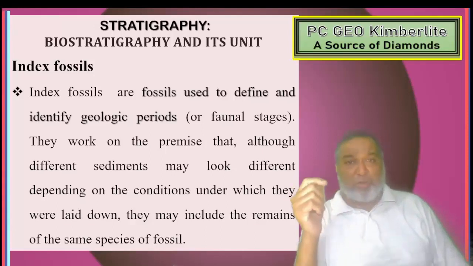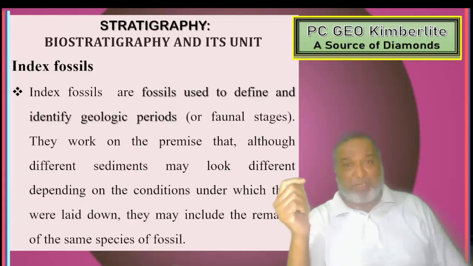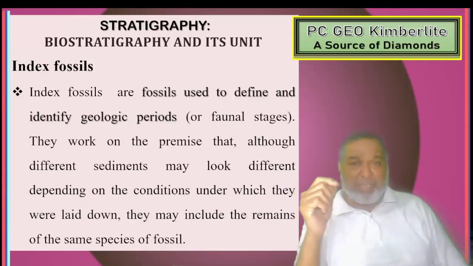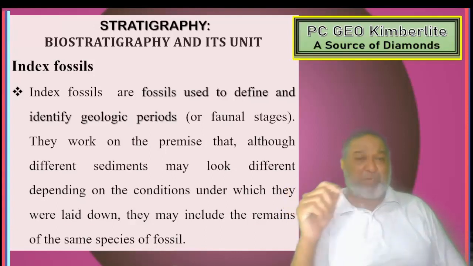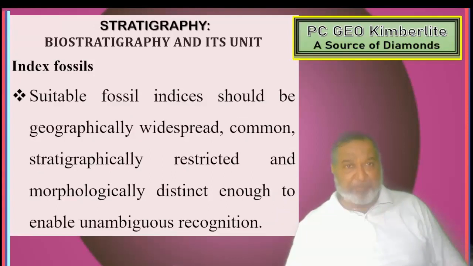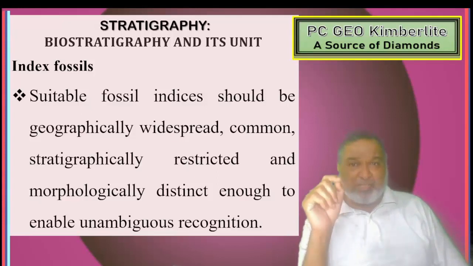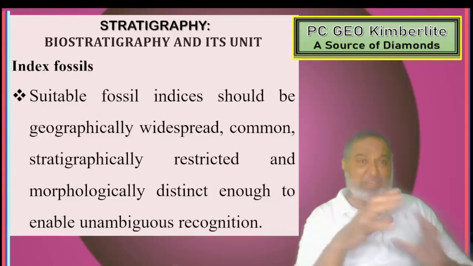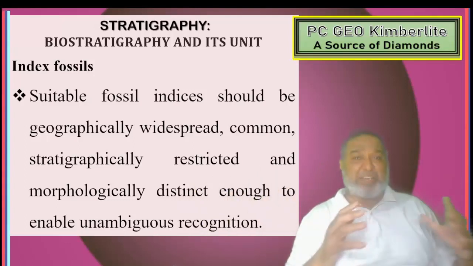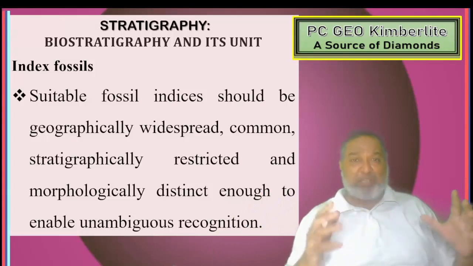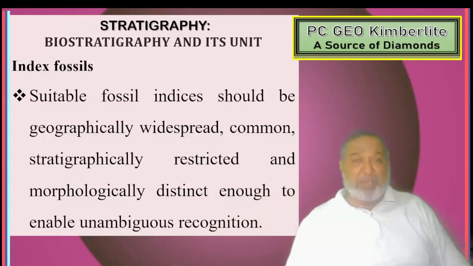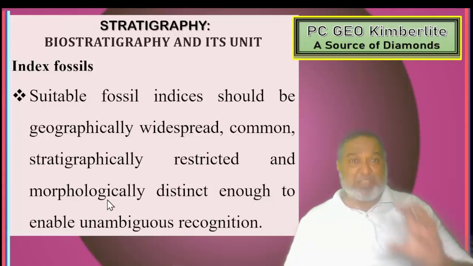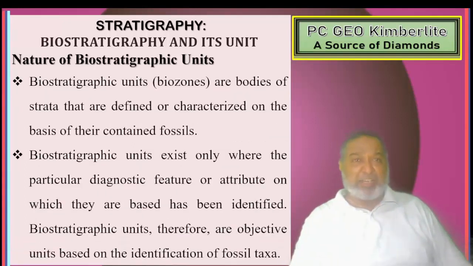They work on the premise that although different sediments may look different depending upon the conditions under which they were laid down, they may include the remains of the same species of fossils. Suitable index fossils should be geographically widespread. What is the importance of the index fossil? They are widespread, common, stratigraphically restricted, and morphologically distinct enough to enable unambiguous recognition. So these are the important ones. If you get these, then that will be called an index fossil.